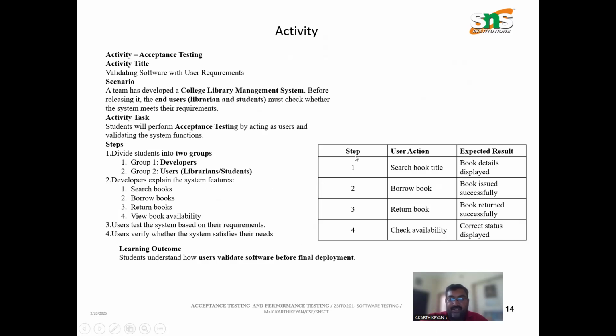For example, step one, user action and expected result. Search the book detail: book details displayed. Borrow books: books issued successfully. Return books: book returned successfully. Check the availability: correct status displayed.